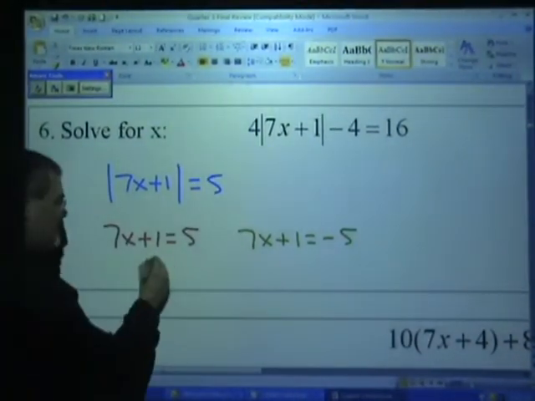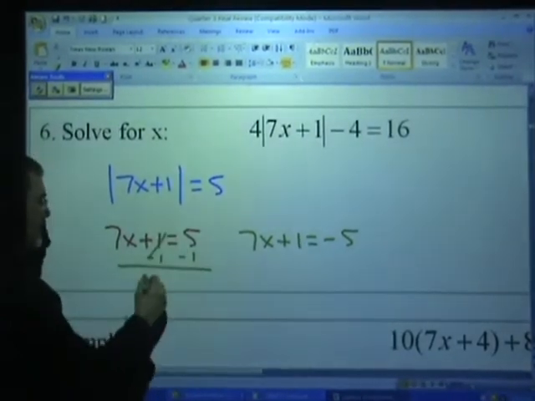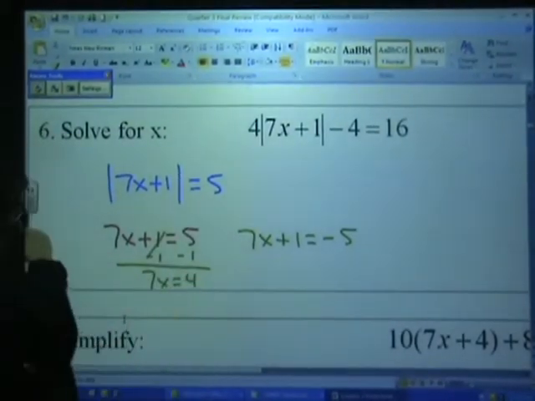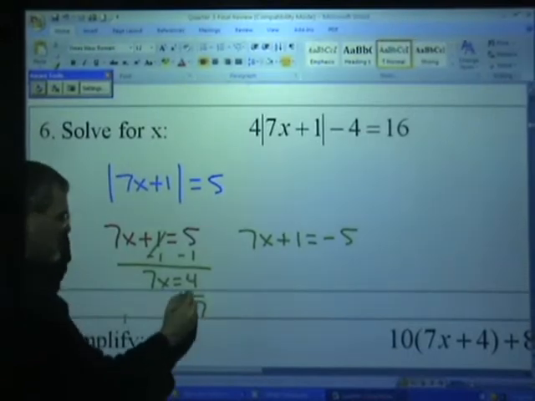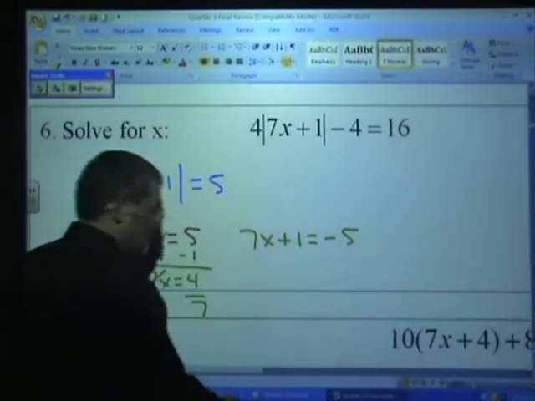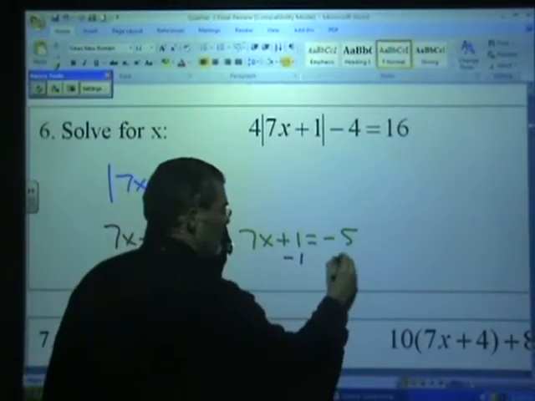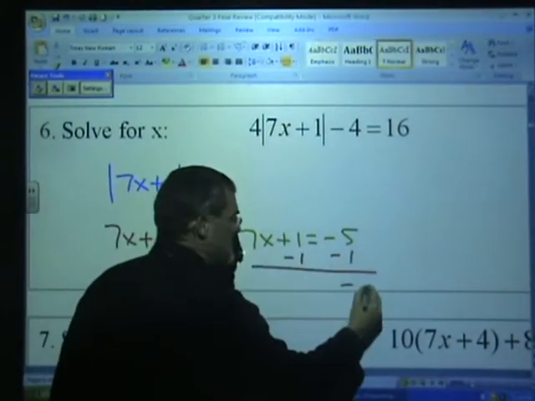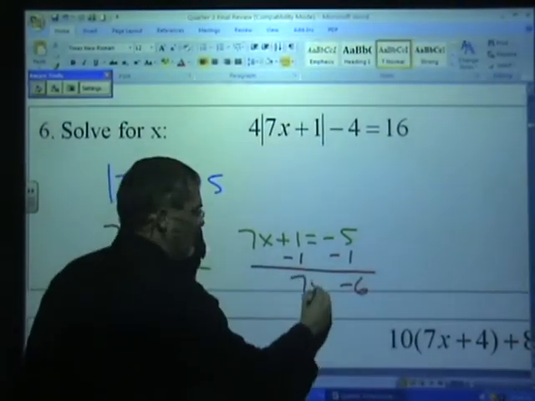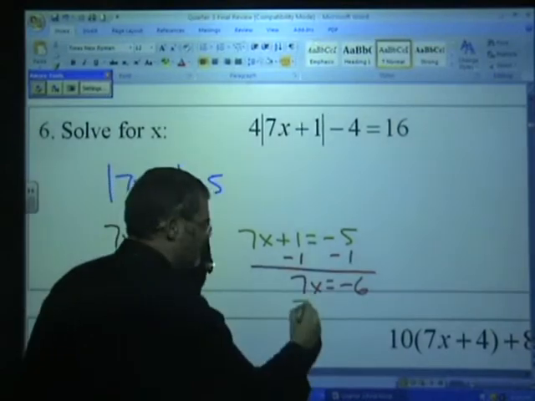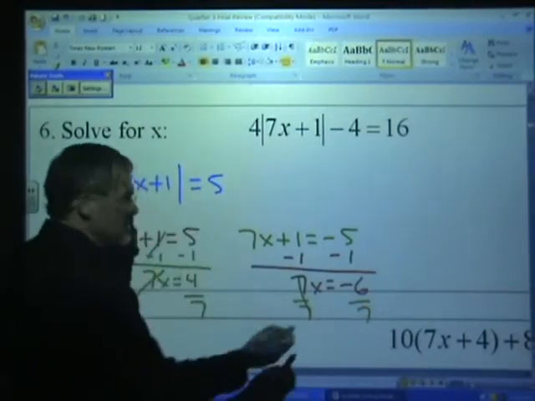Ready? We're going to subtract 1. Bam. 7x equals 4. And then to get x by itself, you divide by 7. So your first answer is 4 sevenths. And over here, we're going to subtract 1. And negative 5 minus 1 is negative 6. And then we divide by 7. Bam. So your other answer is negative 6 over 7.